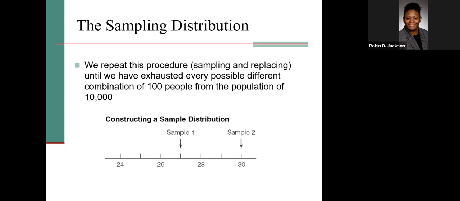So you have 26, sample 1, and then you have 28. So that's obviously 27. And then they plotted sample 2 on 30. And they would just keep doing that, okay? And the notion and the idea behind the sampling distribution is you do that and you continue to do that until you've exhausted every possible combination of 100 people. Now, obviously, we as researchers are not going to do that by hand, but this is the concept and the idea behind this, okay?